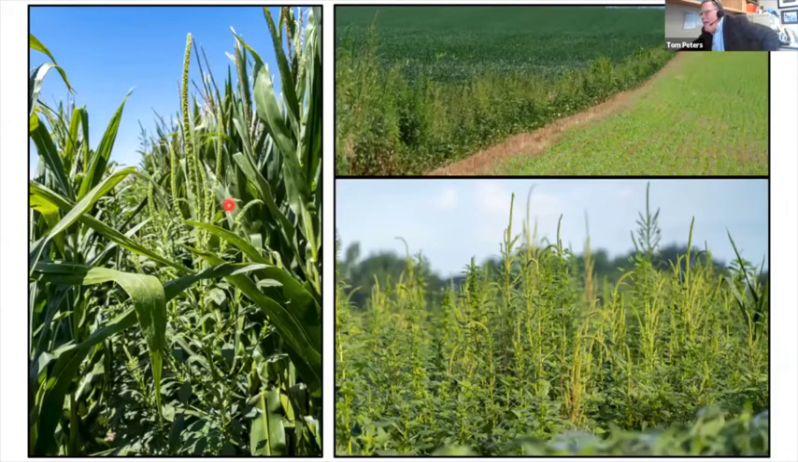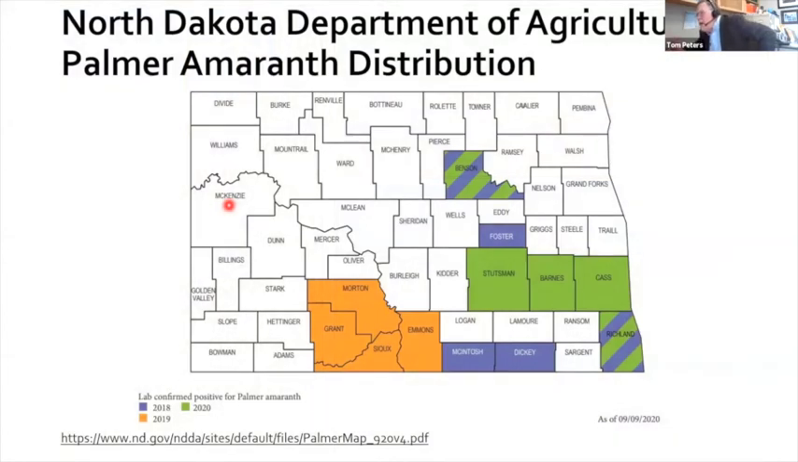A quick Palmer amaranth update. We're starting to see some challenges with Palmer amaranth in North Dakota. We especially had some concerns in 2020. These green counties are places where we had some introduction in fields because we were using sunflower screenings that were used as livestock feed and then the manure spread on fields. That's a practice that has been eliminated. But you can see we have some counties where we're going to have to be vigilant to track Palmer amaranth.